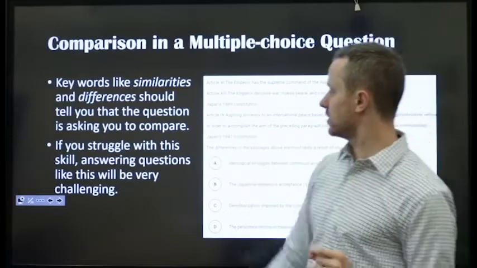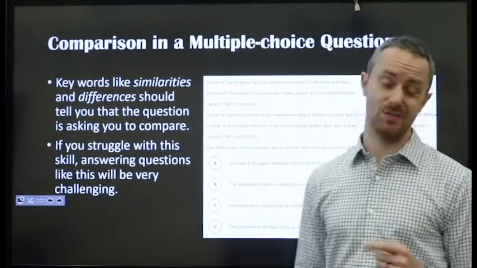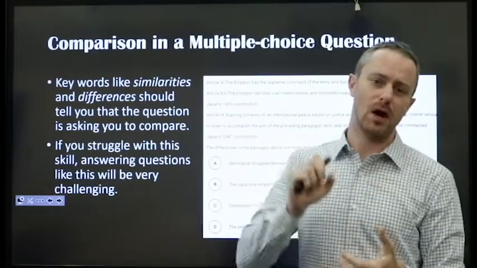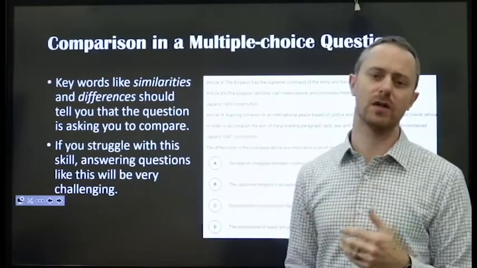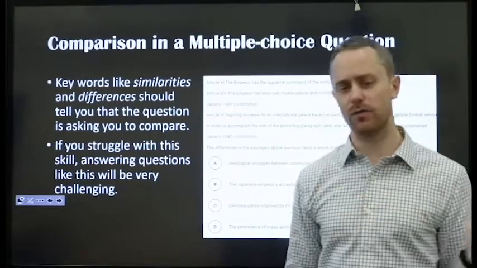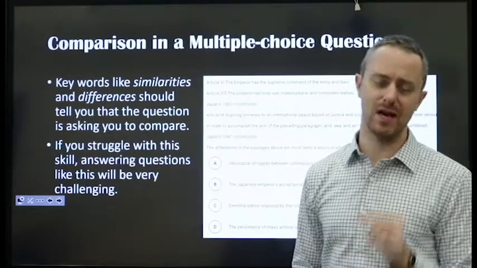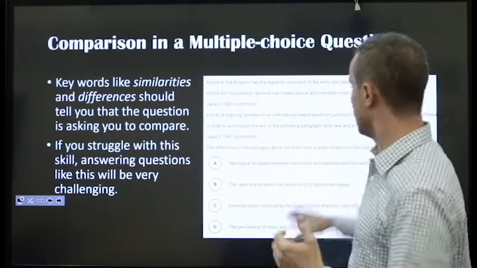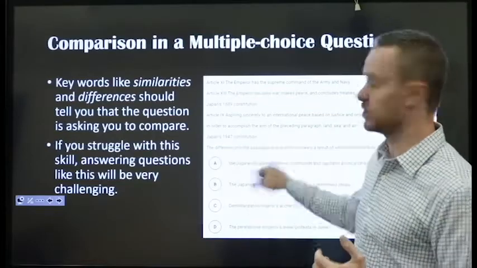If you struggle with this skill, answering these questions is going to be very challenging. Again, it's just an awareness at this point of what these types of words look like on these various prompts. They're going to be all over the place, these historical thinking skills. Every single question is going to have one or more of them, so you need to know what they look like. In this case, a word like differences is going to show up.